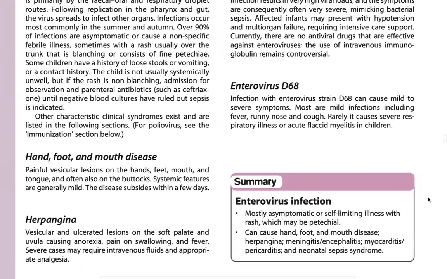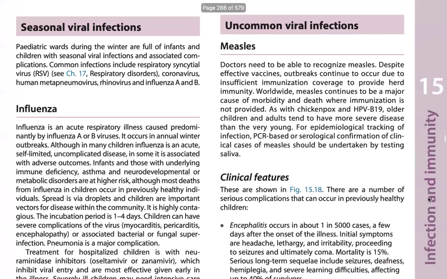Now, the summary: mostly asymptomatic or self-limiting illnesses with rash, which may be petechial. Enteroviruses could cause hand-foot-mouth disease, herpangina, and meningitis, encephalitis, and myocarditis, pericarditis, and neonatal sepsis syndrome.